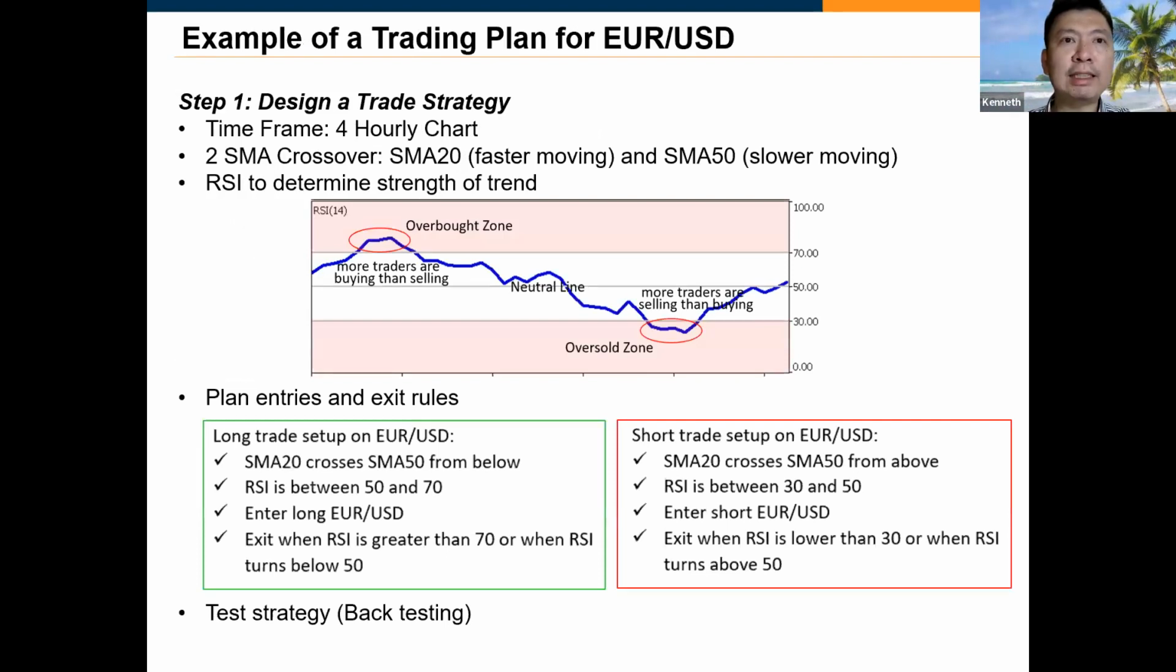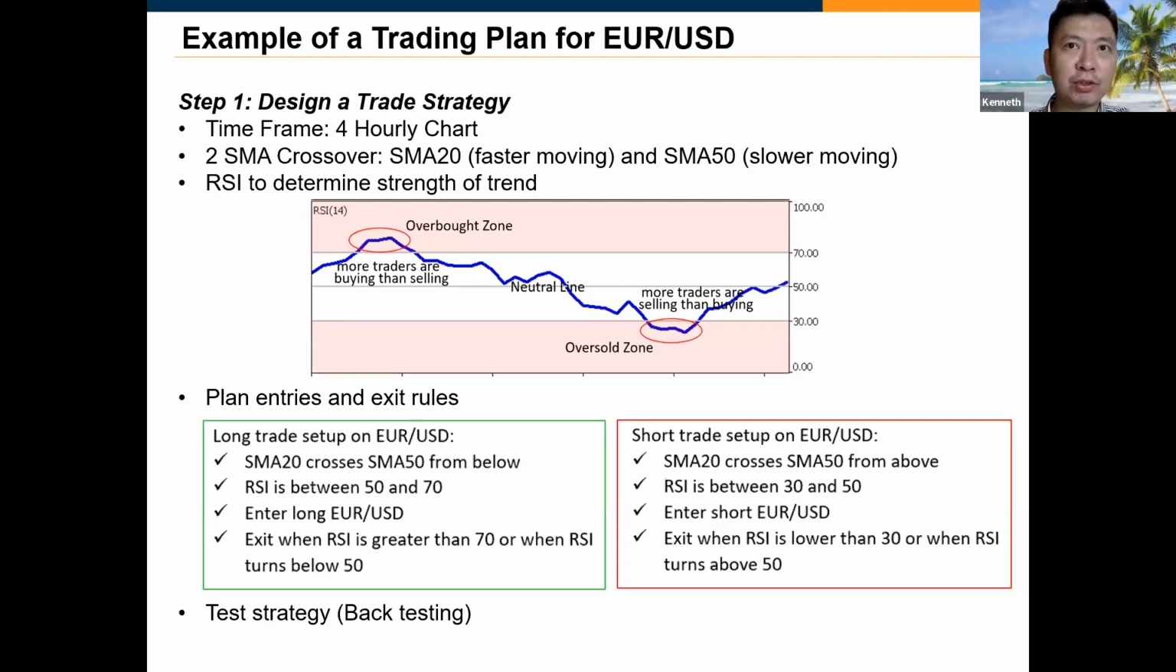So now, let's deep dive into an example of a trading plan for EUR/USD. In step 1, we chose the 4-hourly chart. This is just an example. Each candle is 4 hours. For the indicator that we will be using, the SMA crossover as we have just discussed. For the other indicator to confirm the trend, we'll be using the relative strength index, RSI for short.